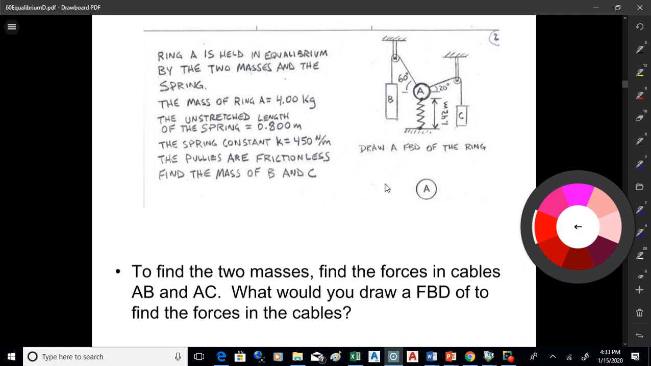So let's have a look at how we could solve a two-dimensional equilibrium problem. Now this is a simple form of equilibrium. We're just going to look at a point being in equilibrium. We're not going to look at a full, what I call a rigid body, a full object with dimensions and all that sort of thing. We're just going to look at a ring being in equilibrium there.